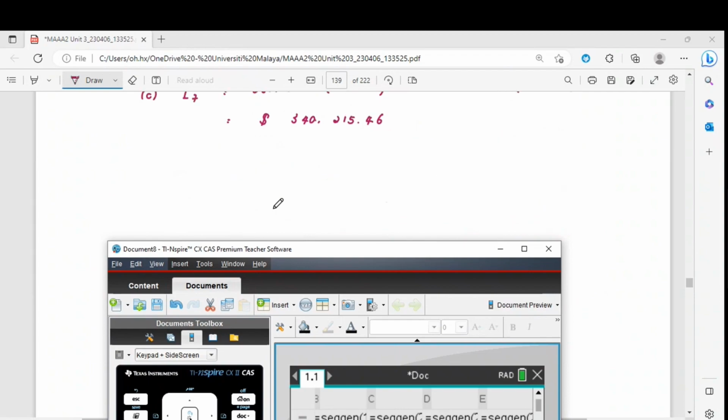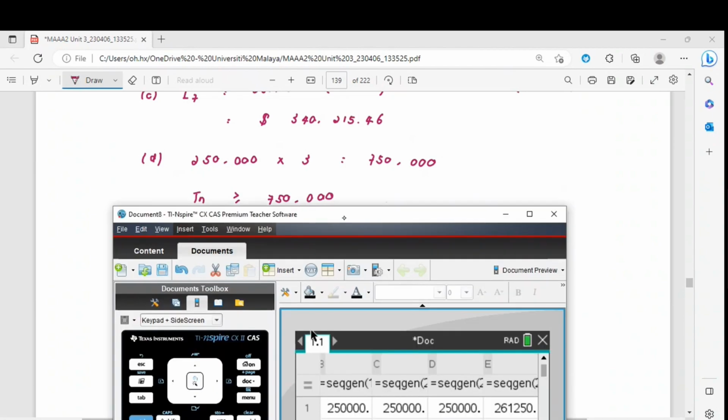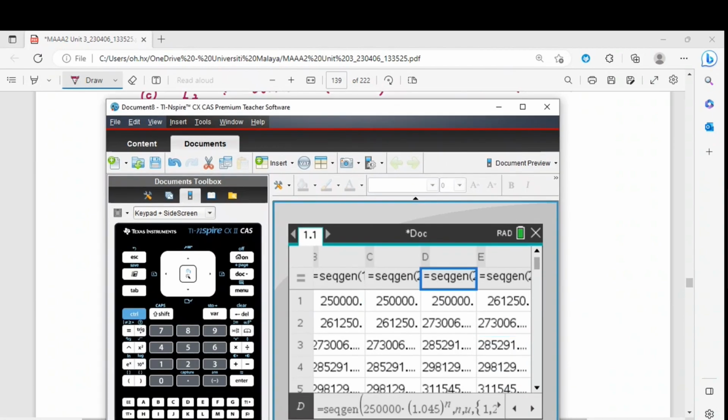Now we can look at part D. We are finding in which year the price of the land triples its original value, similar to what we did previously in question 6. So 250,000 tripled gives 750,000. We are finding which term gives us a number greater than or equal to 750,000. Same thing by using our calculator. I'm going to show you, if this is the wrong one, let me just delete this. I don't need this anymore.